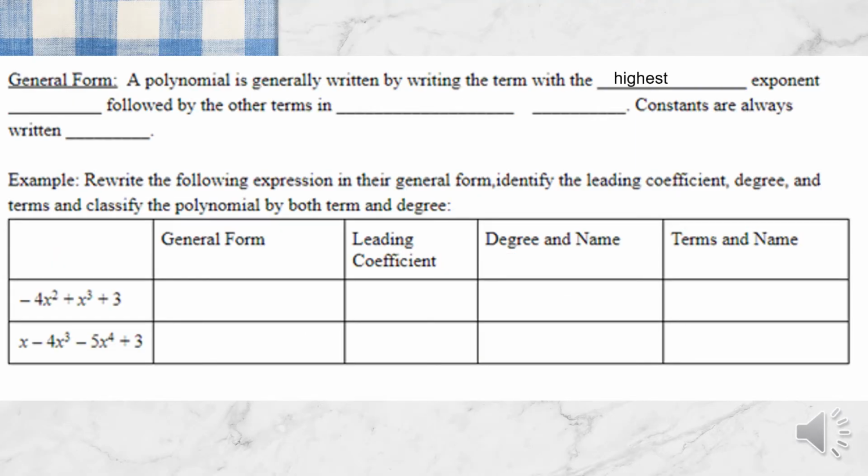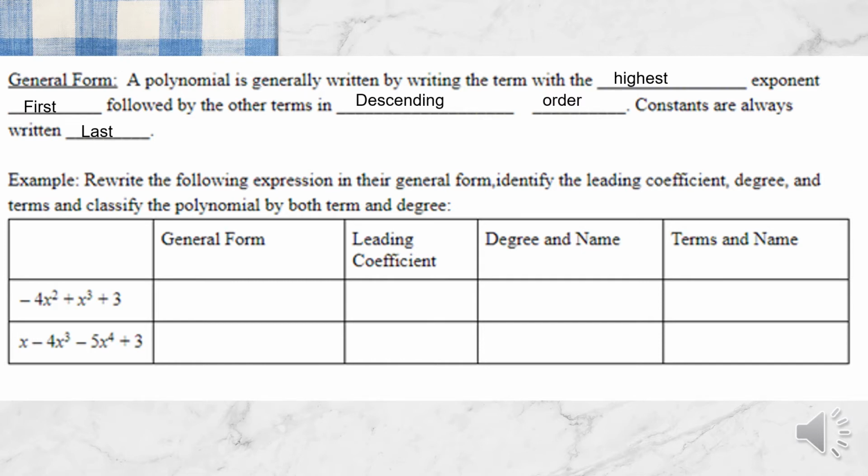General form, sometimes referred to as standard form, is when a polynomial is written in terms of its highest exponent first, followed by the other ones in descending order. So constants are always written last. In other words, if I have a cubic, I would have the cubic term, the quadratic term, the linear term, and then the constant term. So it kind of counts down. So in that case, it would be 3, 2, 1, 0.